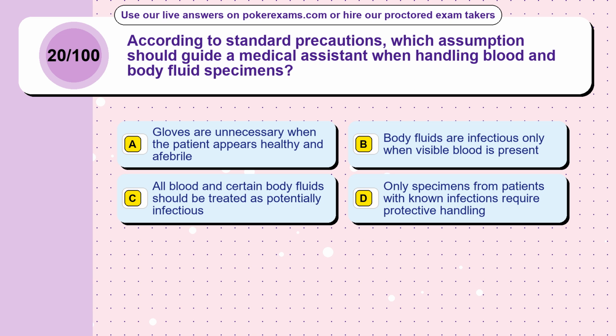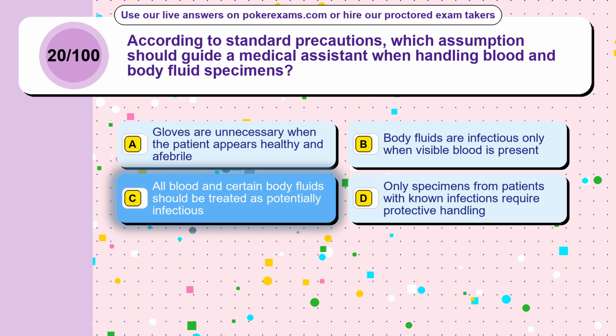Body fluids are infectious only when visible blood is present. Option C. All blood and certain body fluids should be treated as potentially infectious. Option D. Only specimens from patients with known infections require protective handling. The correct answer is option C. All blood and certain body fluids should be treated as potentially infectious.